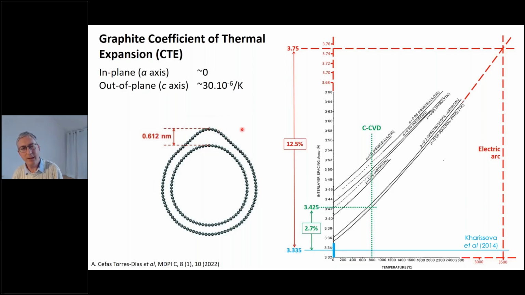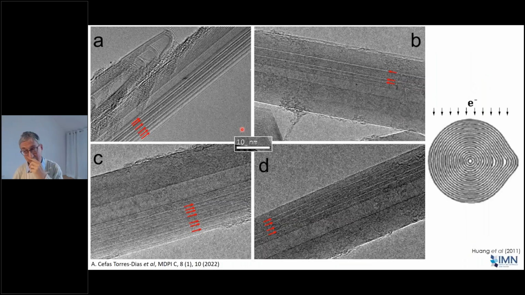So is this just theory? And the answer is no, it's not. Here are pictures of arc electric nanotubes. And you can see, for example, if we take this bottom one, you've got nice layer spacing on one side, and on the other side, you've got these little rows of gaps. And this is from an early paper by Huang, which shows the same effect.